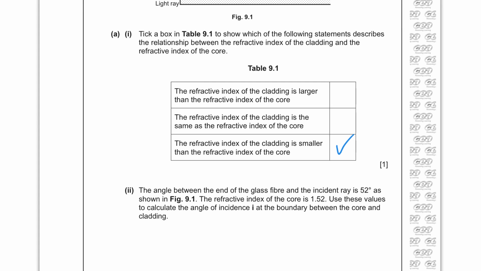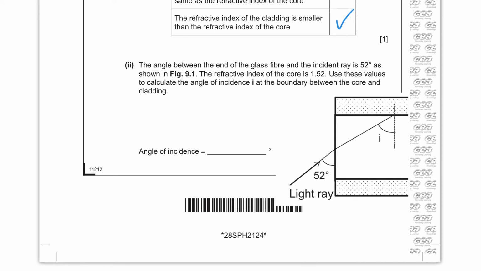Part 2, the angle between the end of the glass fiber and the incident ray is 52 degrees as shown. The refractive index of the core is 1.52. Use these values to calculate the angle of incidence I at the boundary between the core and the cladding. We brought down the bit of the diagram that we're interested in here. So our job is to use Snell's law to find this angle of refraction on the way in, and then use the properties of triangles to find what I must be.